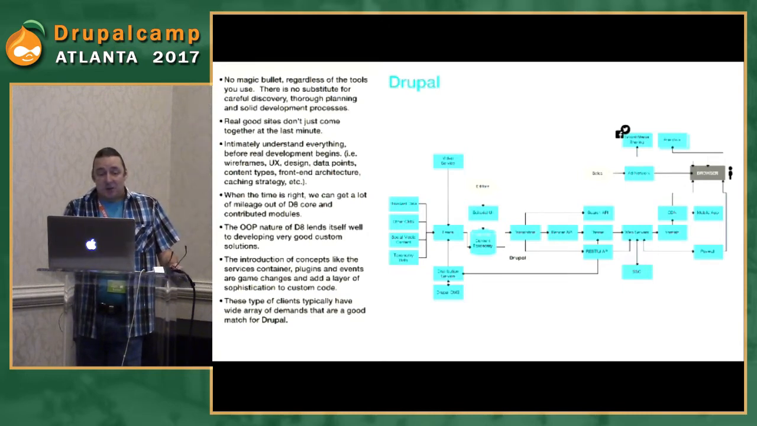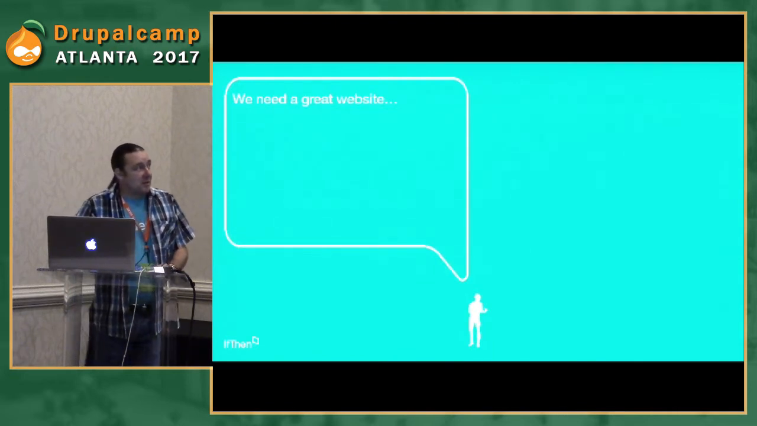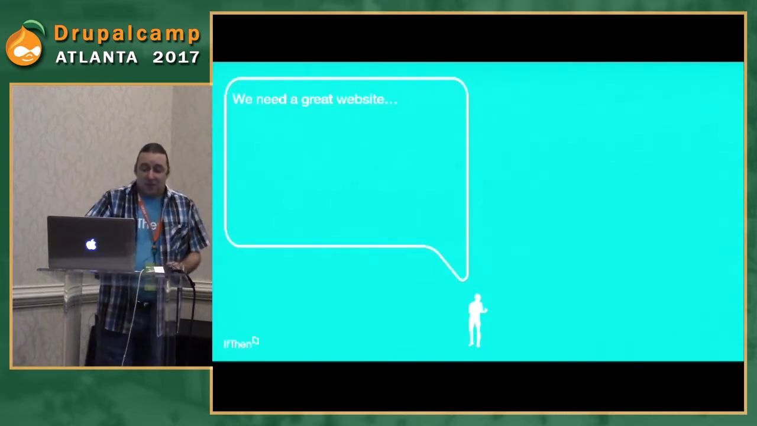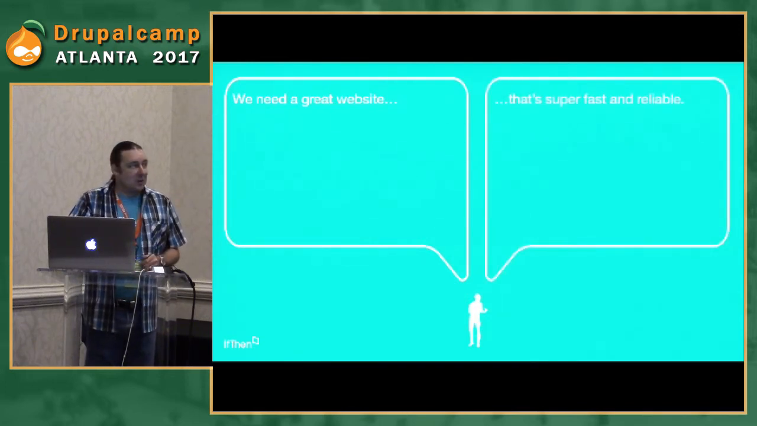That's where the planning comes in. So let's go through some of the things that we get asked to do. This seems real simple: we need a great website that's super fast and reliable. Well, that's a reasonable request.